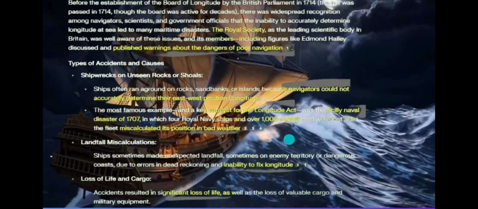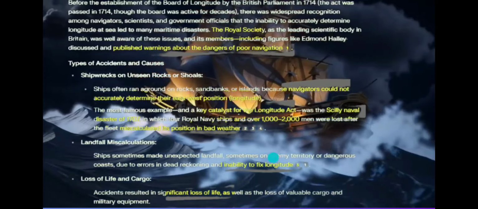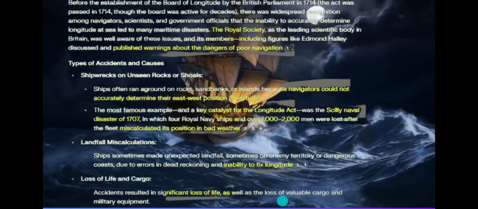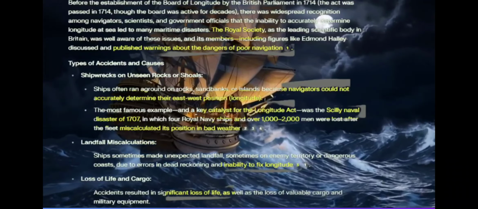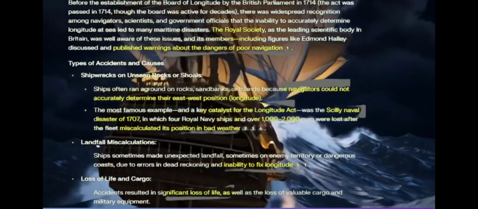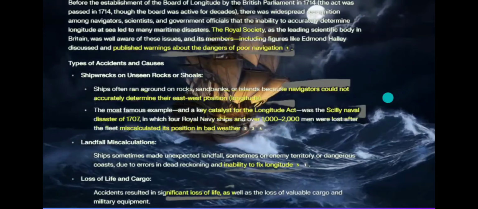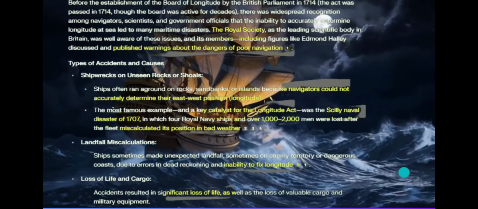Sometimes people crash, sometimes storms come, and sometimes cargo is lost. That doesn't mean that it was directly a cause of the longitude system that they had yet to implement. Dude, I totally thought you were being cheeky when you said "a silly naval disaster of 1707," but it's really a silly naval disaster.